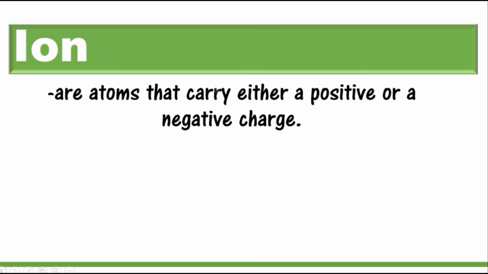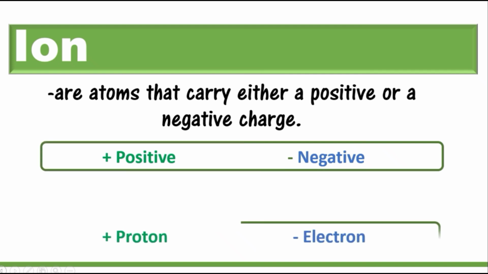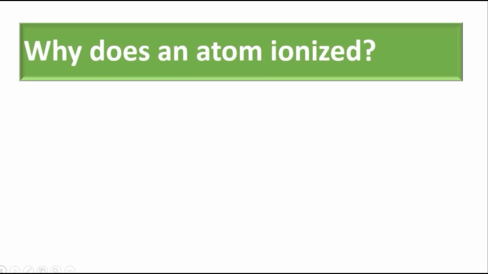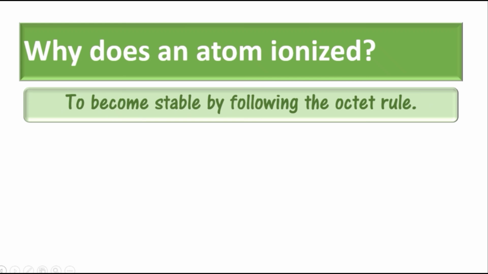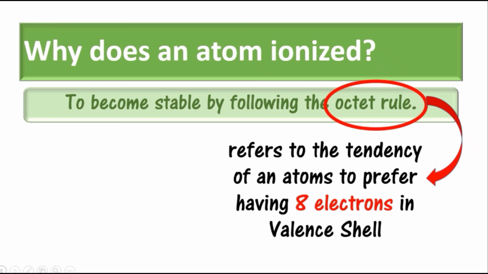Ions are atoms that carry either a positive or a negative charge. Proton refers to the positive charge, while electron refers to the negative charge. Why is an atom ionized? To become stable by following the octet rule. Octet rule refers to the tendency of an atom to prefer having 8 valence electrons in its valence shell.